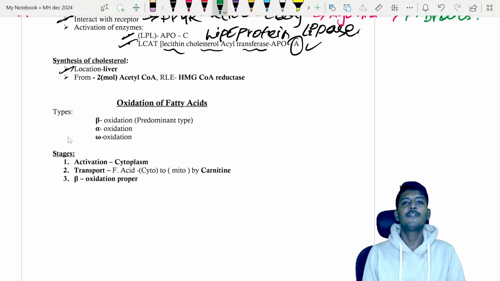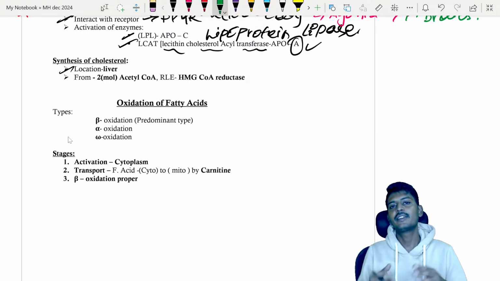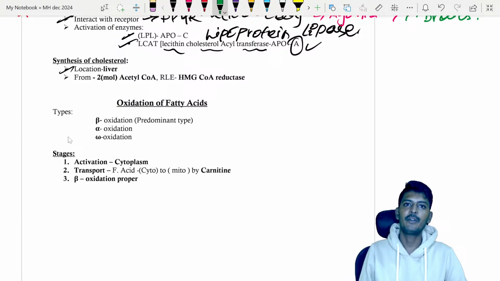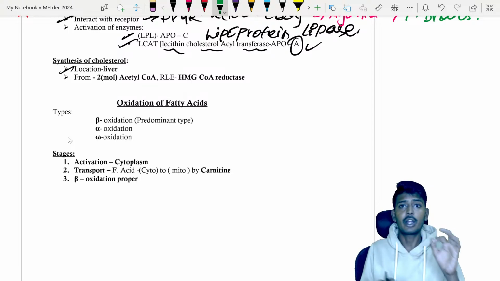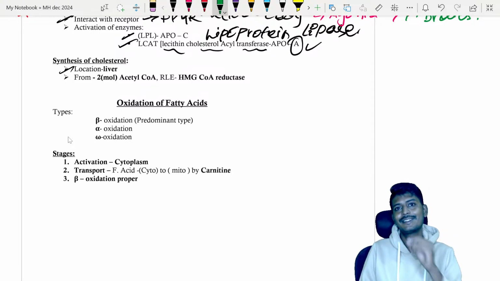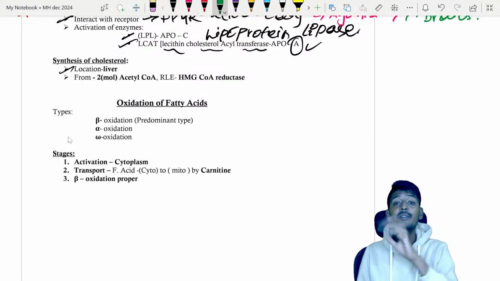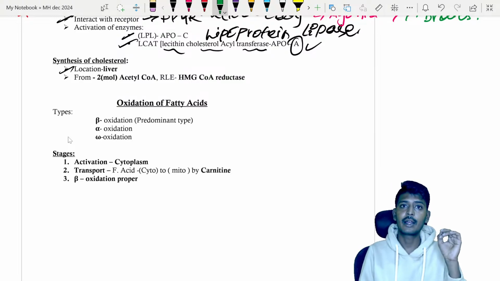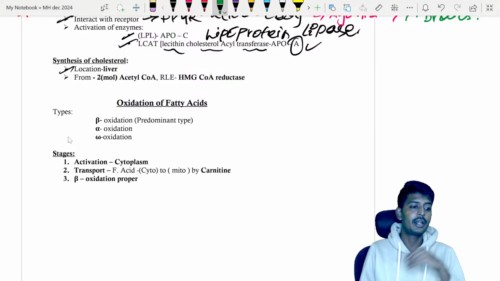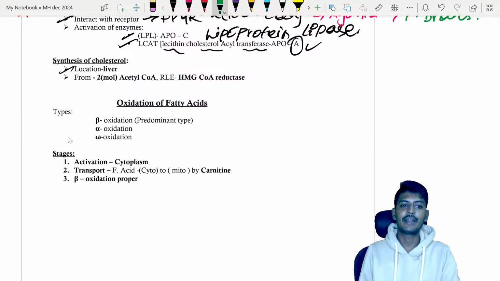Cholesterol synthesis. For example, if you decided not to eat cholesterol from the food, but the body requires cholesterol. The body continuously requires cholesterol for the synthesis of hormones. Which hormones? Such as your sex hormones, right? Such as your steroidal hormones from the adrenal cortex, right? So they require synthesis of cholesterol.